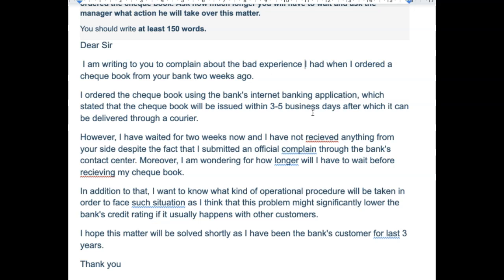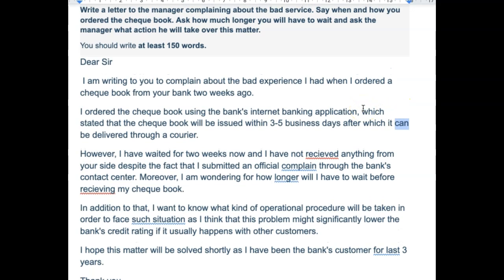I ordered the checkbook using the bank's internet banking application, which stated that the checkbook will be issued within 3 to 5 days, after which it can be delivered through a courier. Okay, I would have just changed that to will, after which it will be delivered through a courier. Can here introduces an element of possibility, which wasn't really the case, or ability. It was just, it's going to happen, so it will be delivered through a courier.